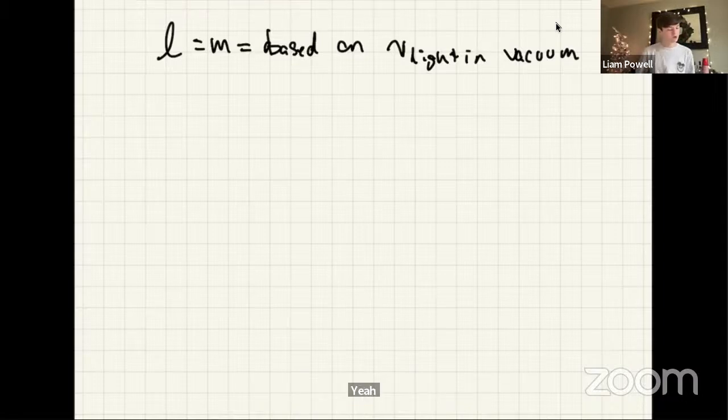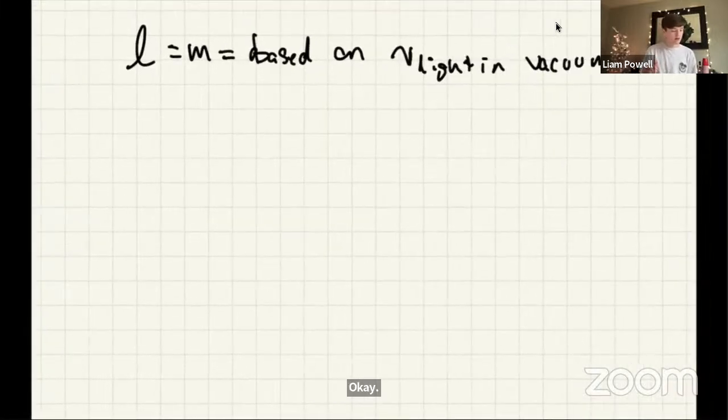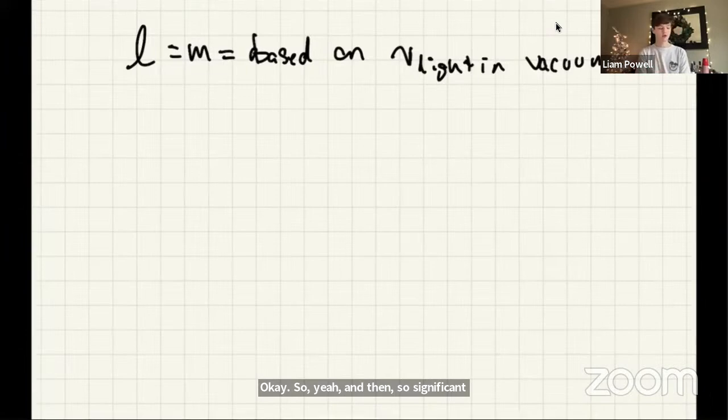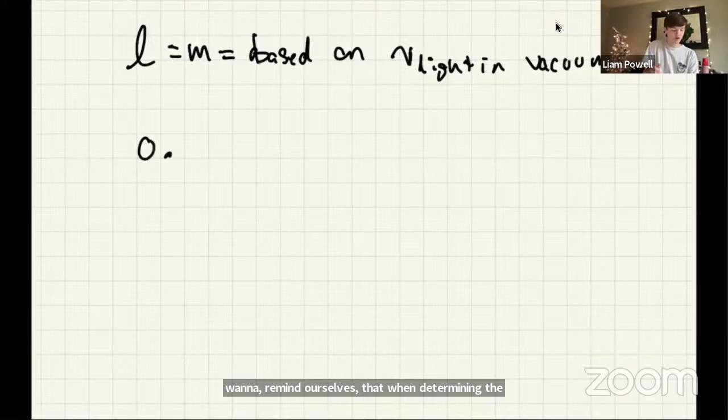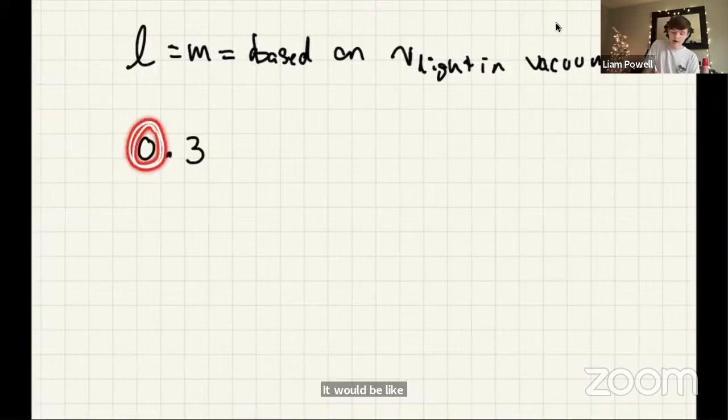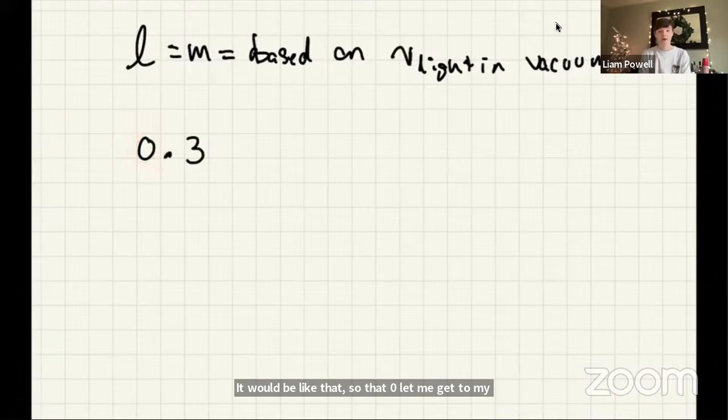Okay. So yeah, and then significant figures, we want to remind ourselves that when determining the number of significant figures in a number, zeros to the left of the decimal, which are right here. And let's say, oh, I guess that wouldn't be 1, it would be like that. So that 0, let me get to my pointer. That 0 right there is going to be counted in our significant figure calculation.